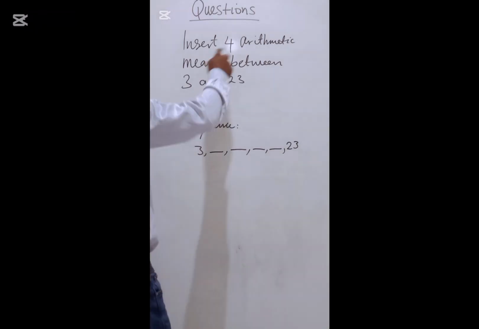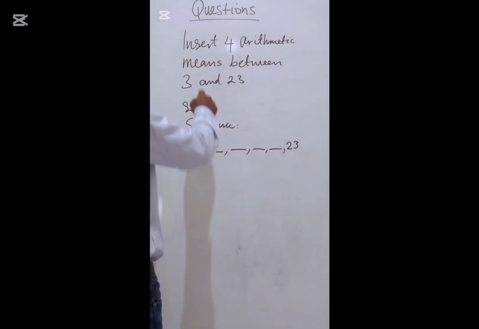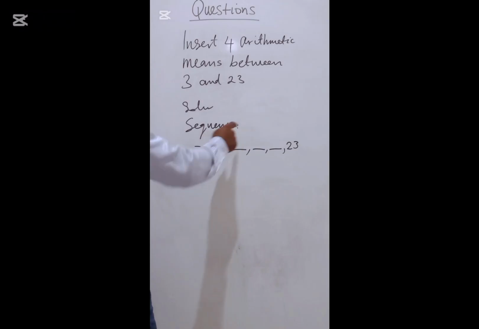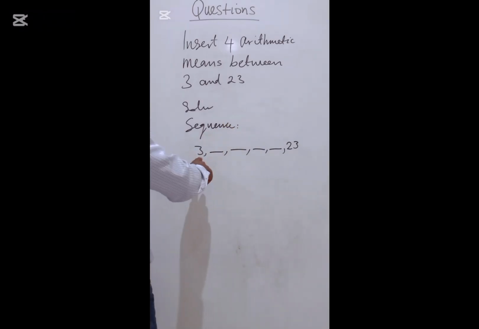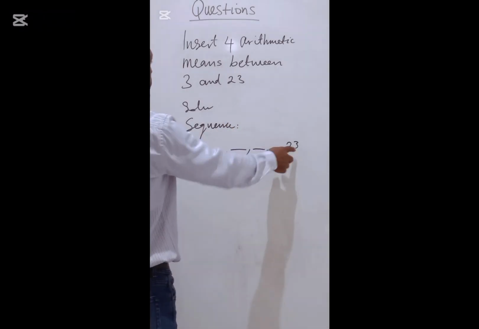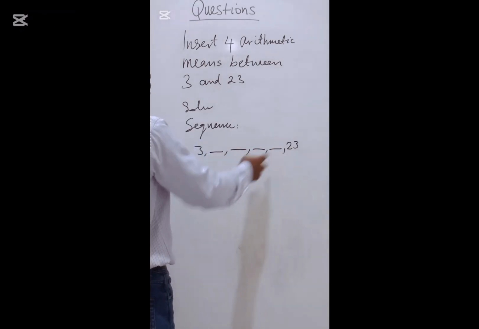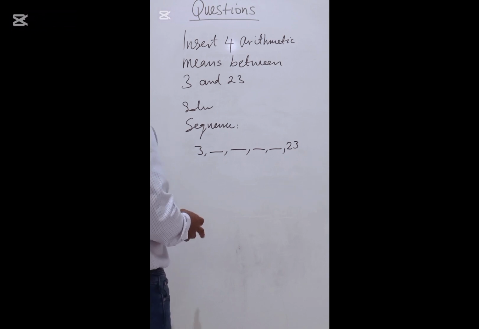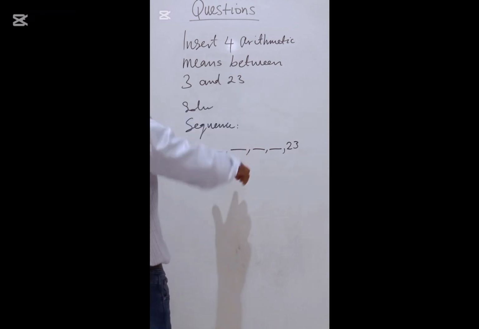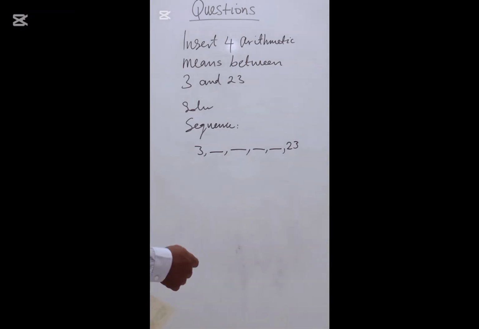Asked to insert 4 arithmetic means between 3 and 23. Solution. So this is the sequence. The sequence is 3 to 23. So inside this sequence, there are 4 unknown values. The question says we should insert the 4 unknown values. This is a common question that you will come across in arithmetic progression, where you are asked to insert arithmetic means into a sequence.